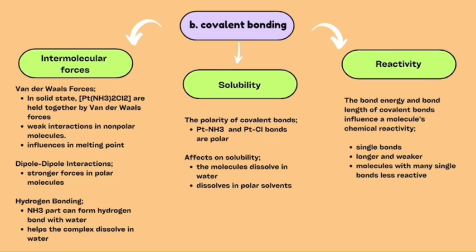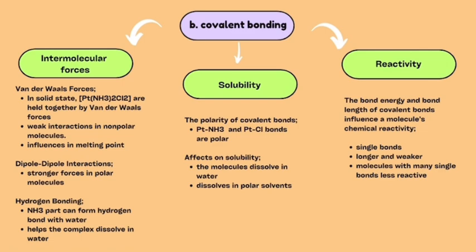The second one is dipole-dipole interaction. These forces are stronger and occur in polar molecules. They play a key role in the behavior of molecules like cisplatin, where the platinum-ammonia and platinum-chloride bonds are polar. The last one is hydrogen bonding. This is a special type of dipole-dipole interaction. The NH3 groups in cisplatin can form hydrogen bonds with water molecules, which significantly affects the solubility of the compound in water.